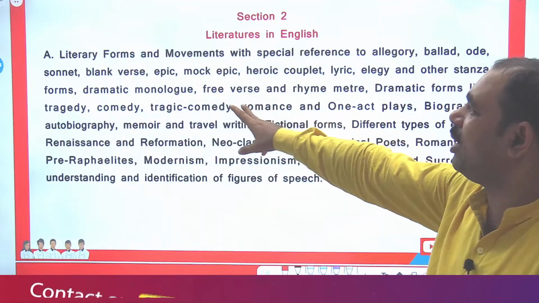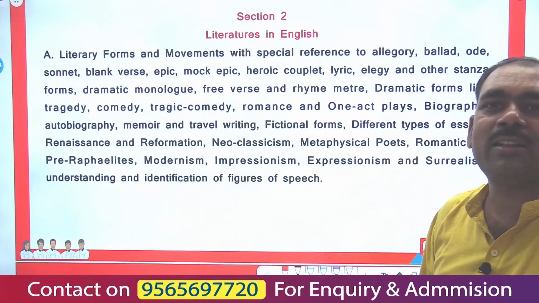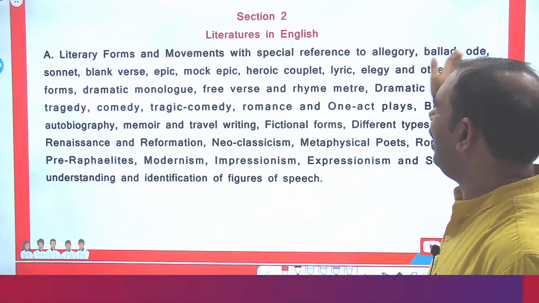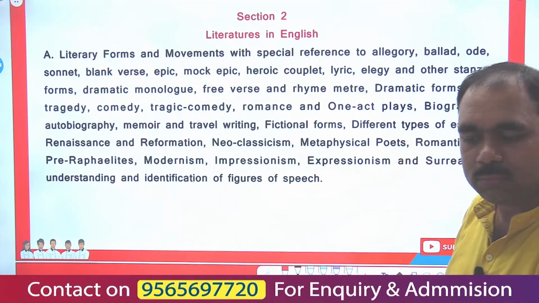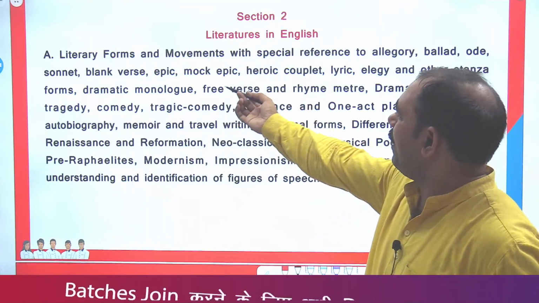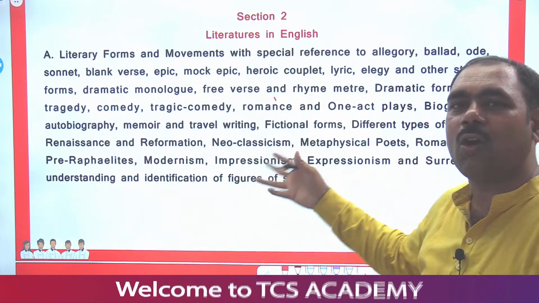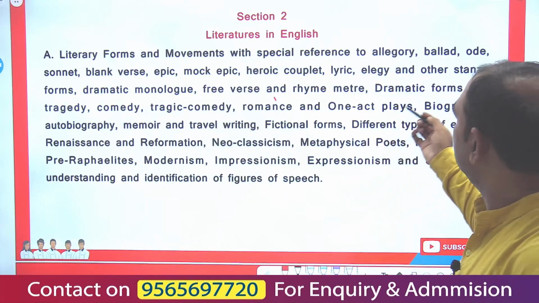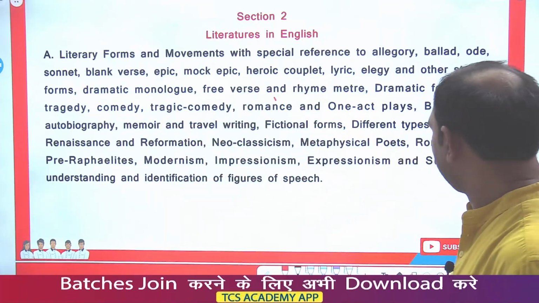Here we would deal with the different forms and movements, especially of English literature. So when it comes to forms, different genres of English literature, you have allegory, ballad, ode, sonnet, blank verse, epic, then mock epic, heroic couplet, lyric, and elegy. These are all the forms of literature that you know. So they would be covered as part of one, that is literary forms and literary movements.